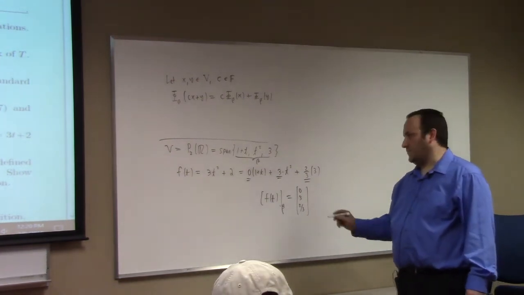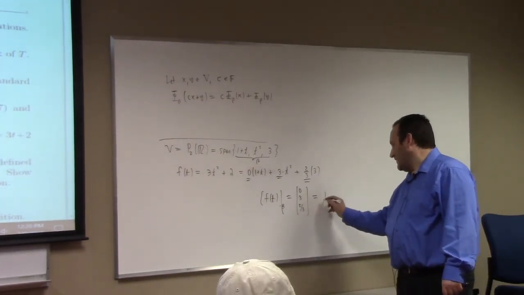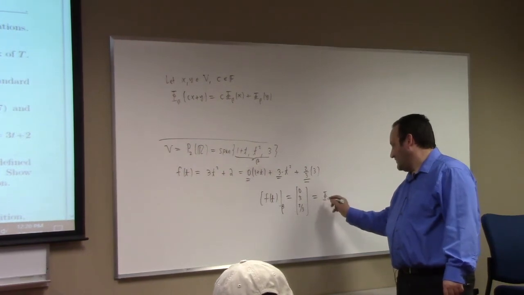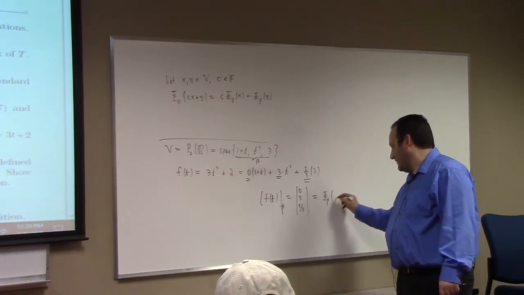And so part of this problem is just to initiate you guys. Our other notation for that is just phi sub beta of f of t.